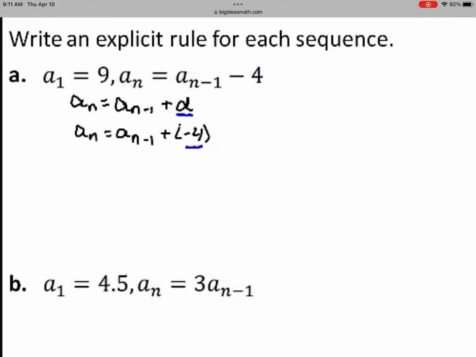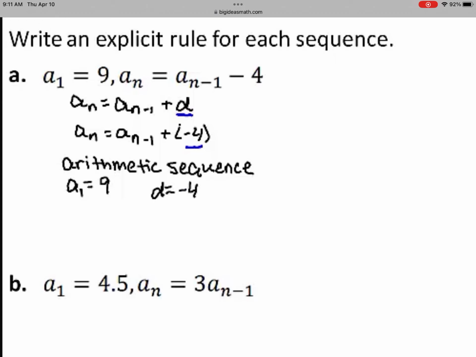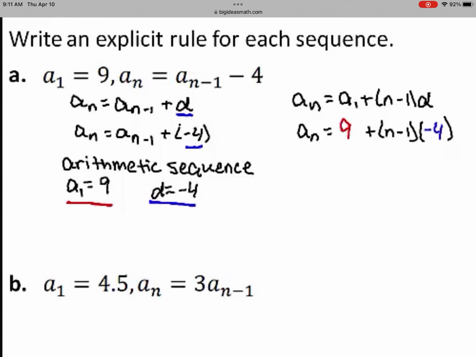So the recursive rule represents an arithmetic sequence with first term A sub 1 equals 9 and common difference D equals negative 4. The explicit rule for an arithmetic sequence is A sub n equals A sub 1 plus the quantity n minus 1 times D. Substitute 9 for A sub 1 and negative 4 for D.